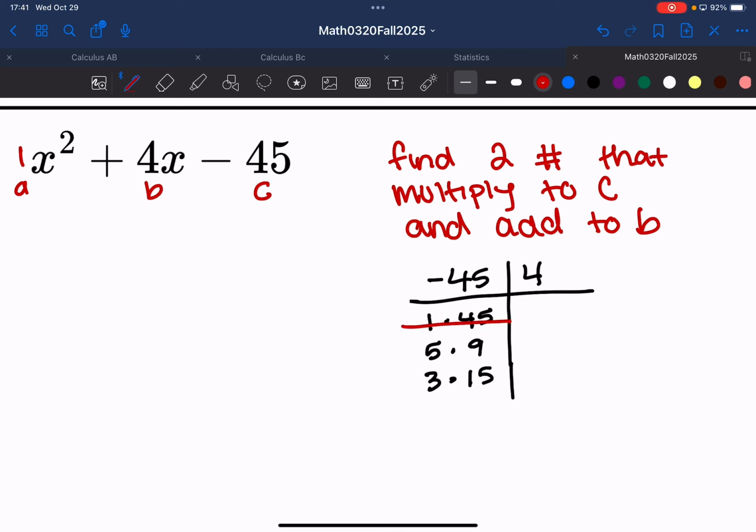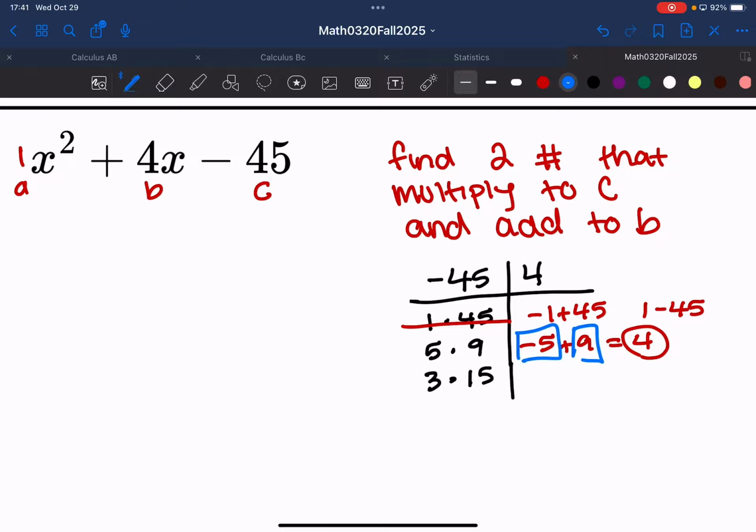And if you need to write it off to the side, you can say, okay, we did negative 1 plus 45, and then we did 1 minus 45. And neither of those gave us our value of 4. Okay, then we check the next one. Okay, let's make 5 negative first. What's negative 5 plus 9? 4. Okay, negative 5 plus 9 is equal to 4, which means that negative 5 and 9 are going to be our factors. We don't need to continue once we find our answer.